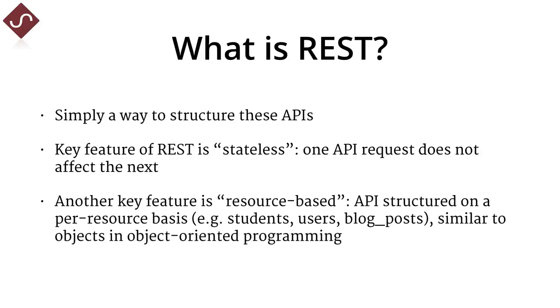Another key feature is resource-based. An API using REST is structured on a per-resource basis. For example, you've got your students, or your users, or your blog posts, or anything else. And this is very similar to objects in object-oriented programming. So you would have your /users/ID, for example, and you would get the user with that specific ID. Similarly, you could do the same with blog posts, or with furnitures, or with web page contents. So everything is resource-based, so that way it's very easy to understand exactly what's going on.